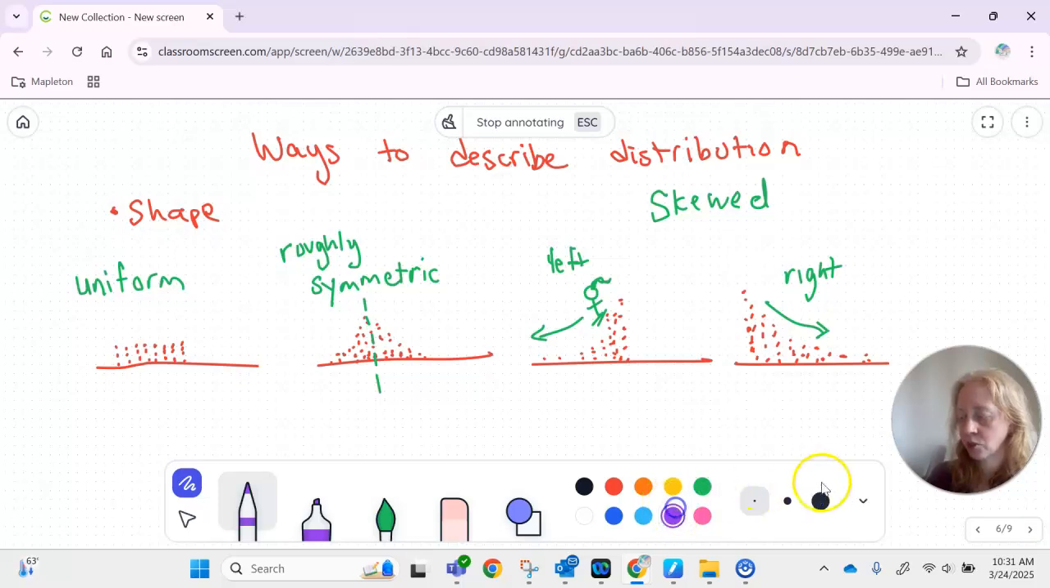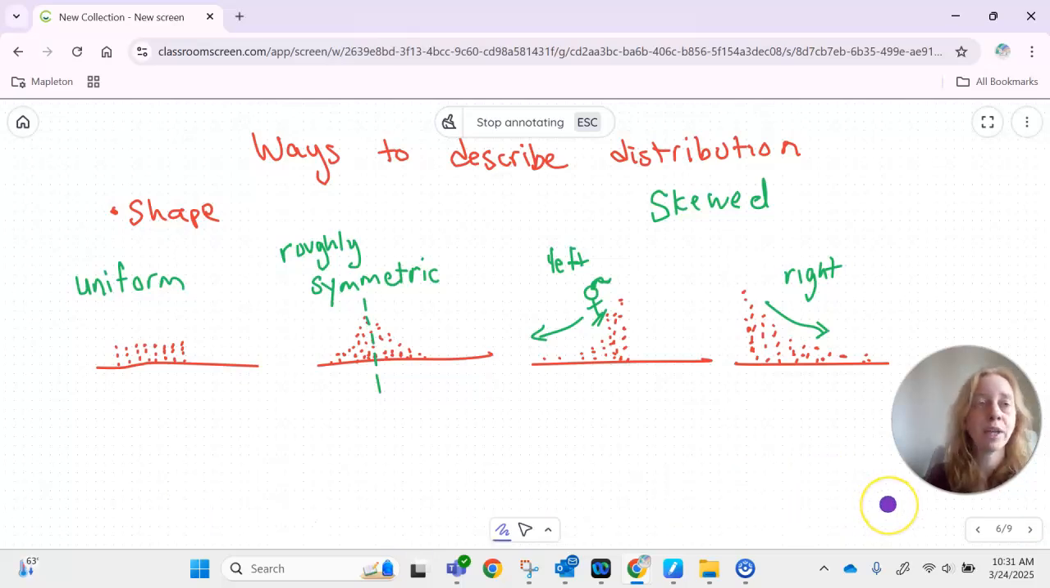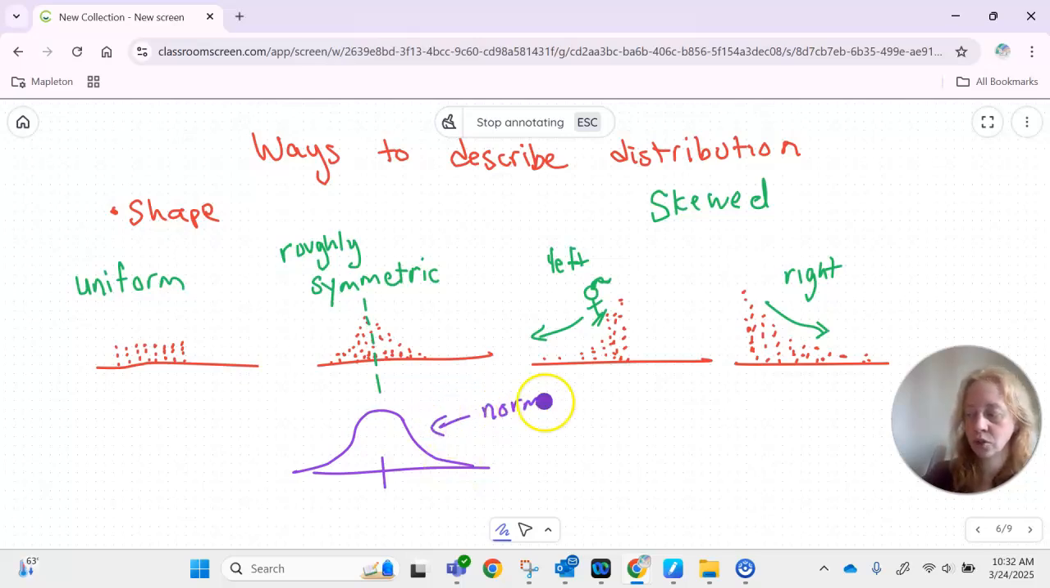One more picture that I'm going to draw here for you is what we call the normal distribution. Okay, a normal distribution is symmetric, but it's also bell-shaped. And so when I draw this, I draw it like a bell. It has its center and then it goes off in both directions. This one would be a normal distribution. It is symmetric, but it's also bell-shaped.